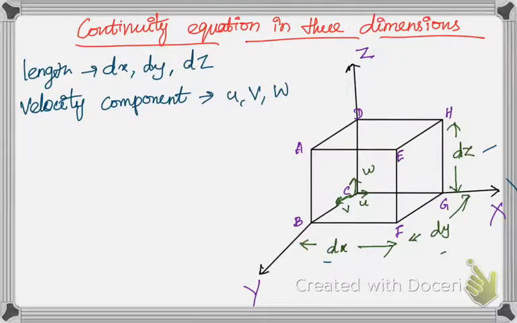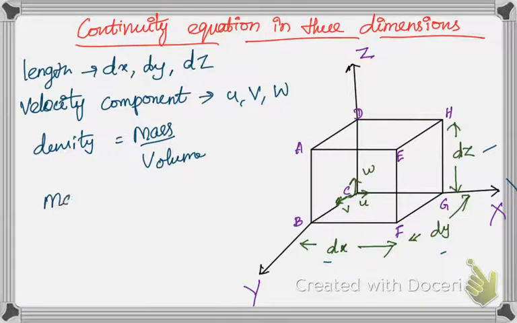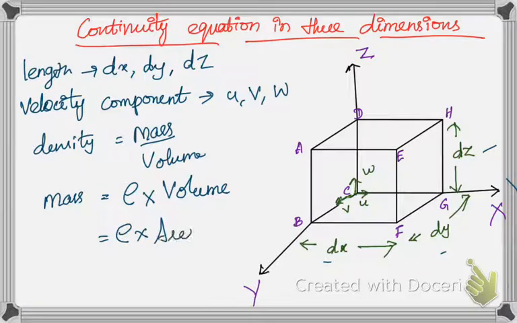Now we are going to determine the mass of fluid that is entering the face ABCD. So what is mass? We can simply write that density is equal to mass by volume. So mass is nothing but density into volume. Instead of density I can write rho into volume. So what is volume actually? Volume is nothing but discharge, or area into velocity. So mass is rho into area into velocity.